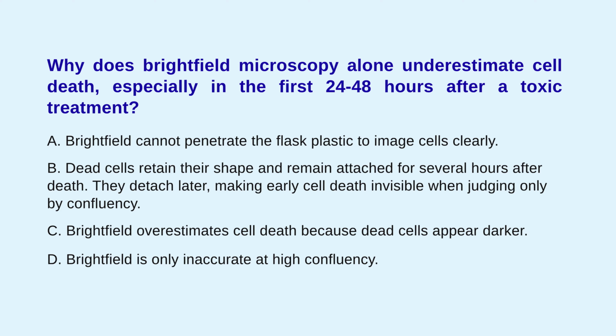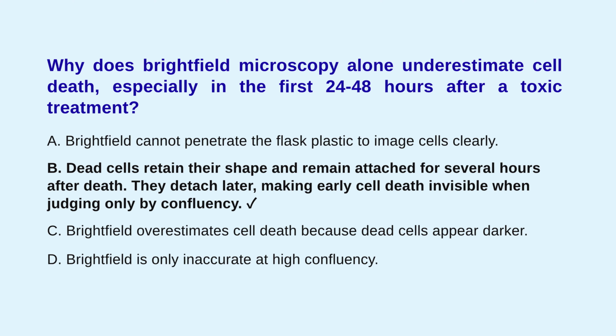The correct answer is B. Here's why. During apoptosis, cells don't disappear immediately. They maintain their membrane integrity, stay attached to the culture surface, and often look completely normal under a bright field microscope. They only detach during the later stages of apoptosis or necrosis. That's why relying on cell appearance or confluency alone can be misleading. The key takeaway: a healthy-looking culture doesn't always mean healthy cells. Always confirm cell health with a proper viability assay.